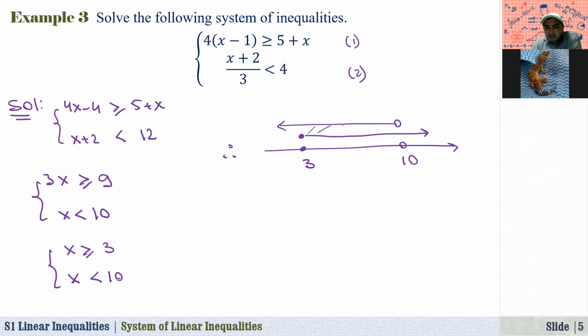Where do we have the parallel line? Here, right? Because we are solving two inequalities. So the solution set will be from 3 less than or equal to x less than 10. 10 is not inclusive. Again, sometimes you may want to write it as a solution set. It will be from 3 to 10 as an interval. Any number from this interval will be the solution to these inequalities. That means that any number from this interval satisfies both inequalities.